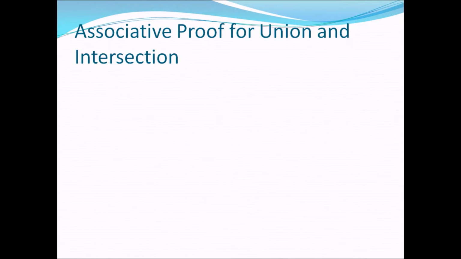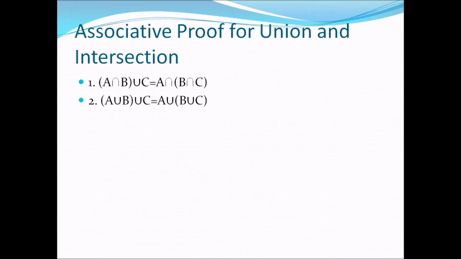Alright, so now I'm going to do a proof for the associativity with unions and intersections. If you see this equality here, that is supposed to be A intersect B intersect C. So there's a typo there. Note, for number 1, that's a typo. It's supposed to be intersect C on the left-hand side. And then we have the union associativity.